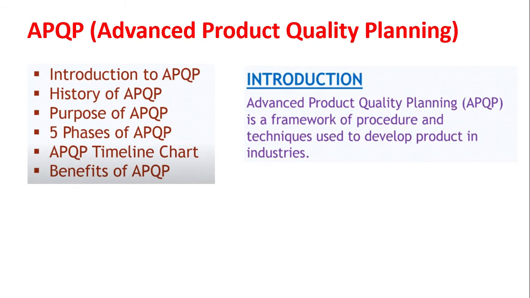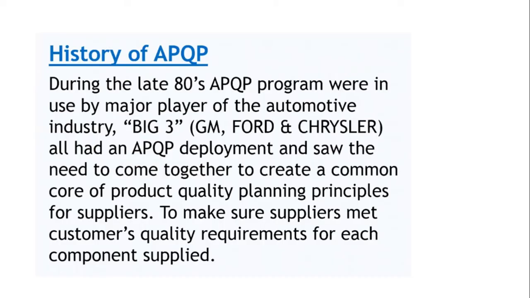First one, APQP, advanced product quality planning. These are the few things we are going to deal with. First, the introduction: what actually it is. It is a framework of procedures and techniques used to develop products in industries. The standard procedures we follow inside industries are known as APQP. To develop a particular product, you need to follow the standard set of plans or procedures.